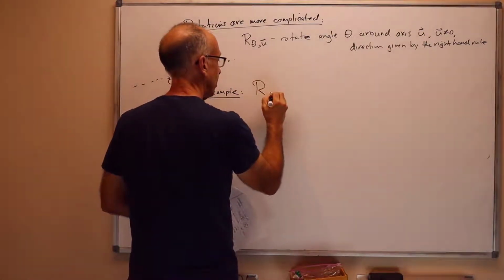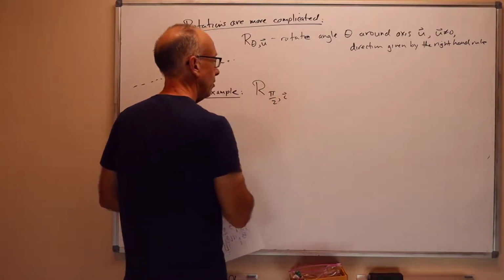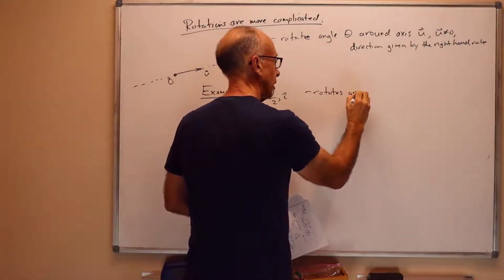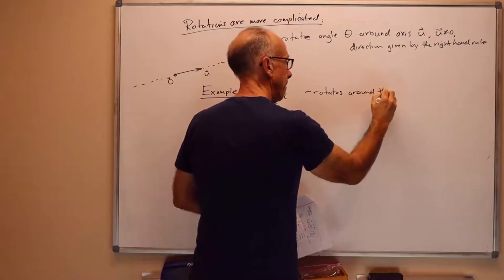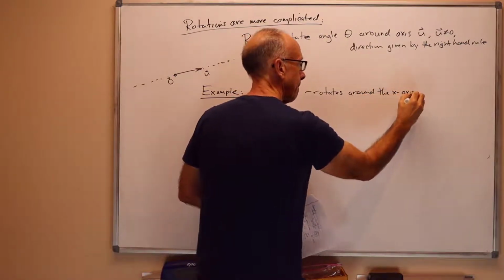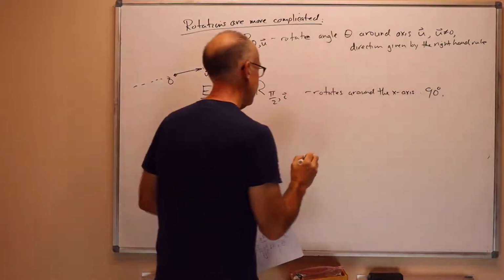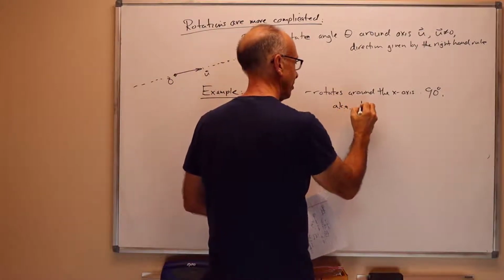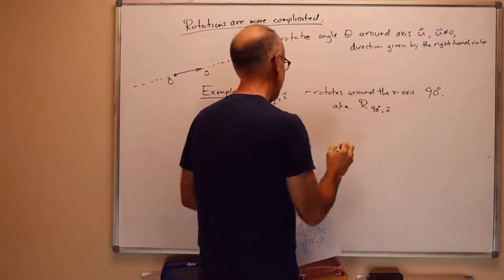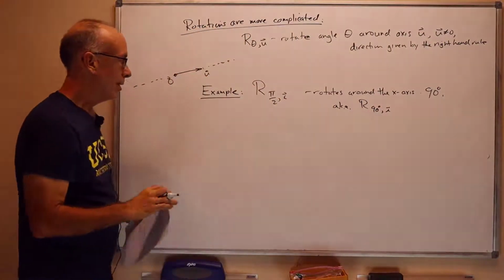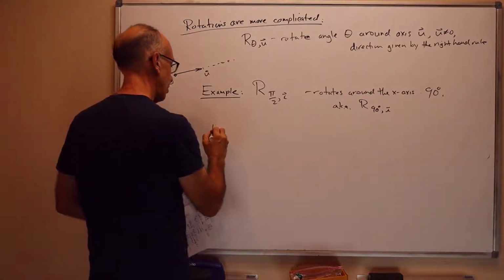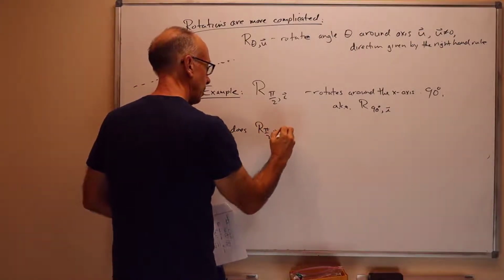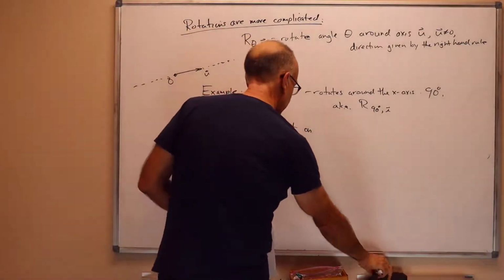Let's consider r pi over 2 sub i, which is rotating around the x-axis 90 degrees, or pi over 2 radians. And I don't mind if you use radians or degrees. It's also known as r 90 degrees i. That means the same thing as far as I'm concerned as r pi over 2. So what does this transformation do? So how does r pi over 2 sub i act on the standard basis vectors i, j, and k?